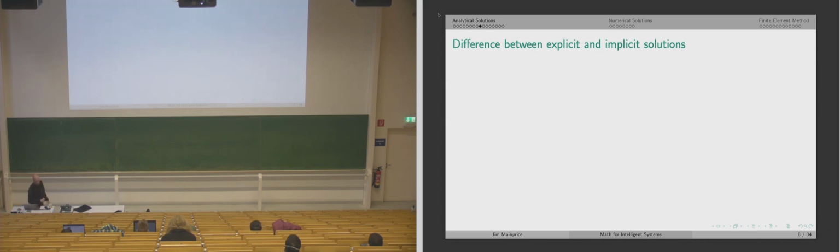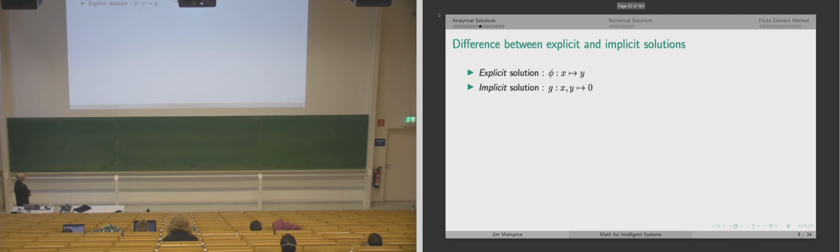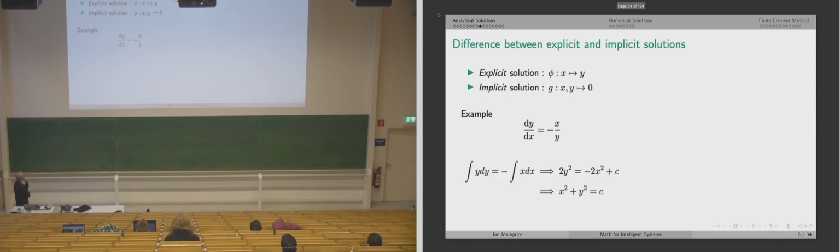Okay, so let's talk about the difference between explicit and implicit solutions. An explicit solution is going to be a function that maps the independent to the dependent variable. An implicit solution is going to be one that takes the independent and the dependent variable together and maps it to 0. So for example, if we have the following differential equation, no, that's non-linear actually, sorry, but whatever. A solution would work like that.